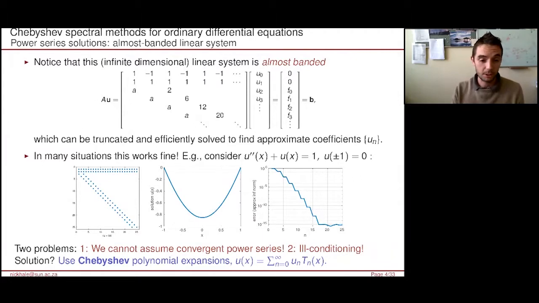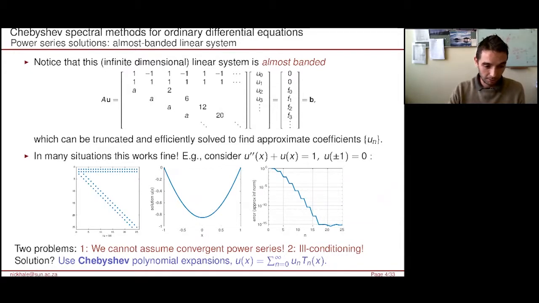We could say, well, I don't want to solve this infinite dimensional linear system. That would be very difficult to squeeze onto our computer memory, but we'll truncate at some size n. We'll end up with a matrix. We could then solve that efficiently. We would get approximate solution of the coefficients, and that would be our numerical solution.